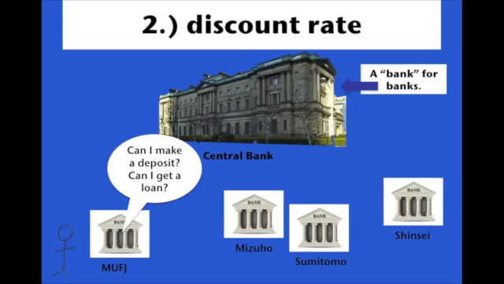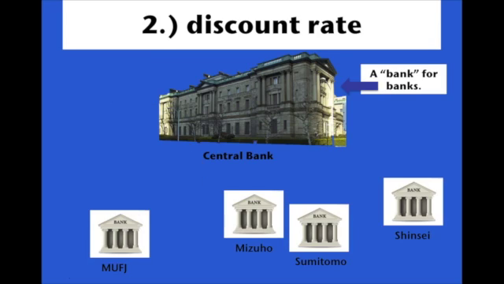The commercial banks actually have to keep their reserves with the central bank, and if for some reason a commercial bank can't make its reserve requirements at the end of the day, it can borrow funds from the central bank. The central bank is basically a bank for banks. I'm going to call it the mama bank, and the commercial banks are like the little babies.